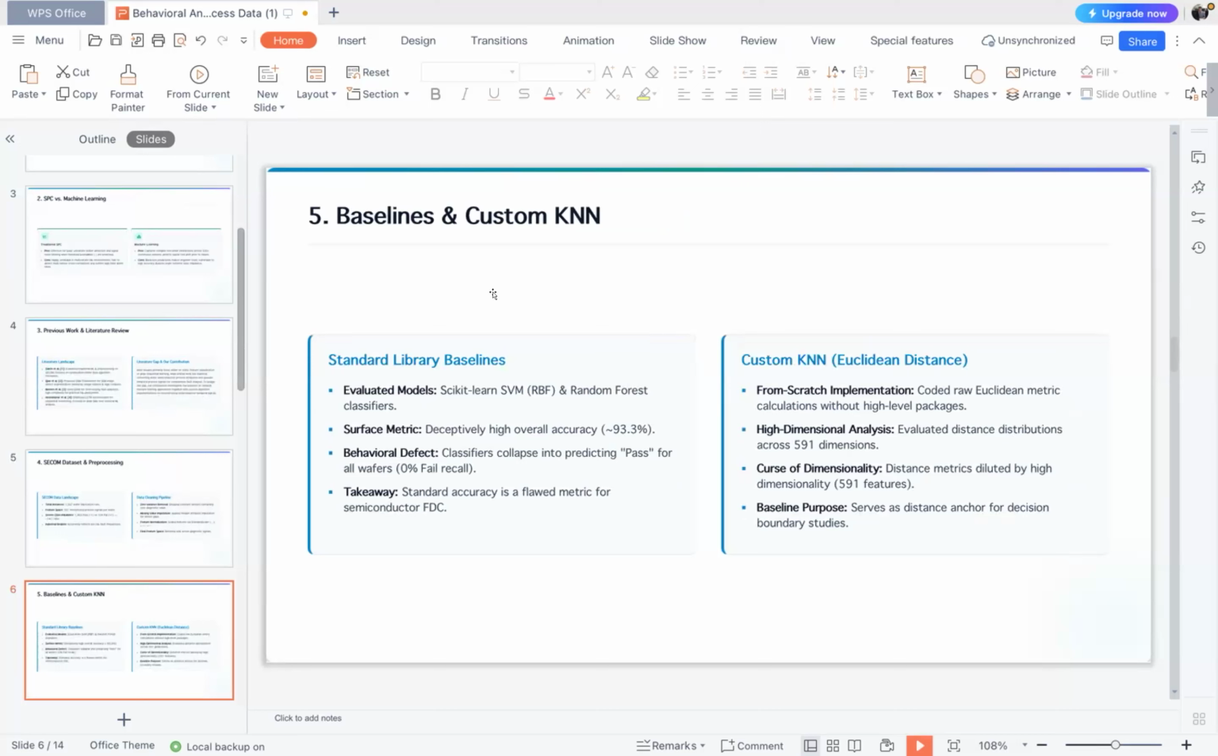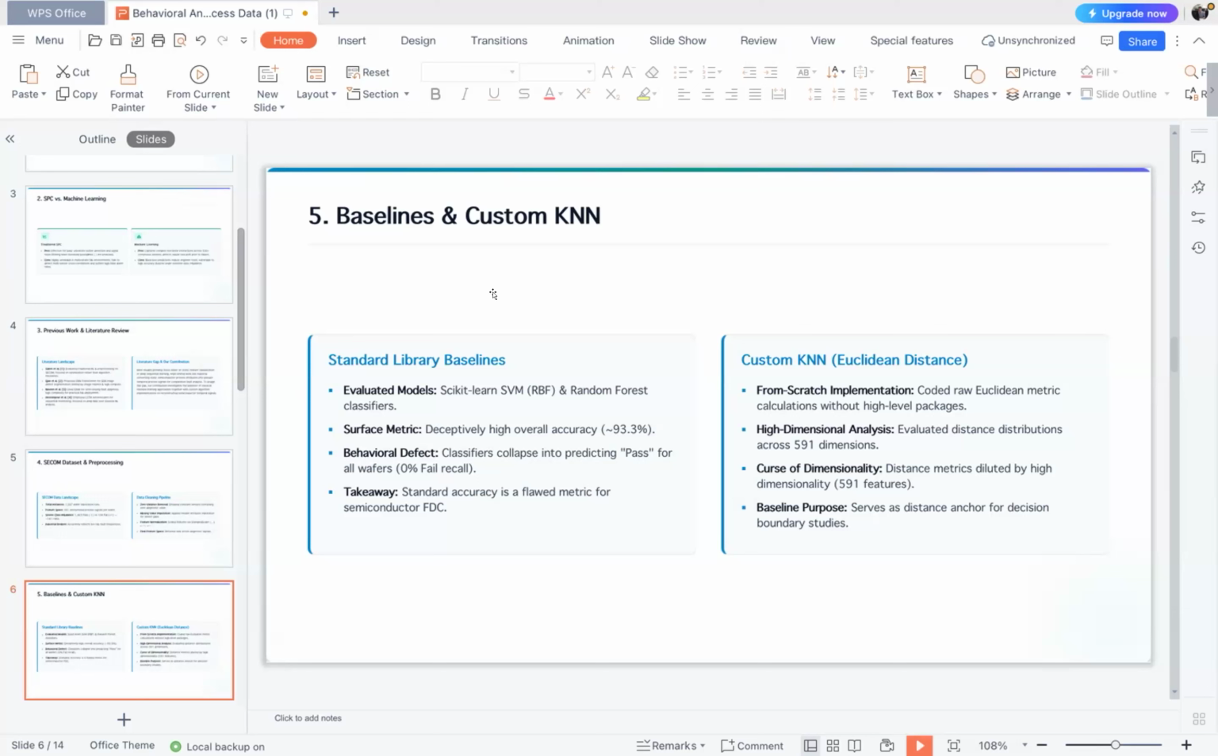And this is the methodology section, where initially I used baseline algorithms from sklearn, SVM and random forest classifiers, directly on the pre-processed dataset, and received a high accuracy of 93.3, which is very high. But the problem was it was biased toward the major class, the pass class. It does not give the actual class imbalance.